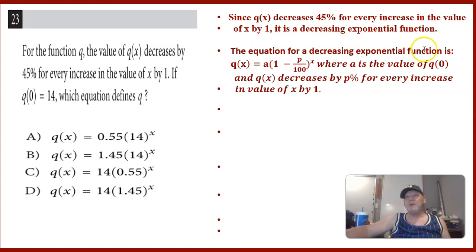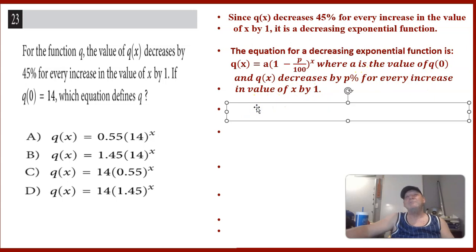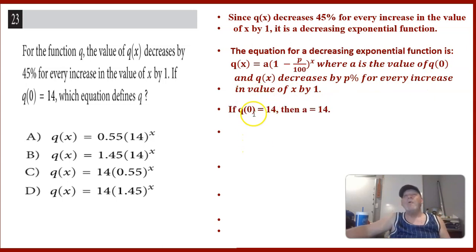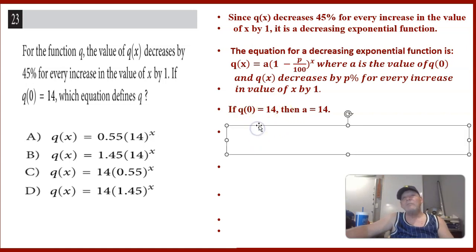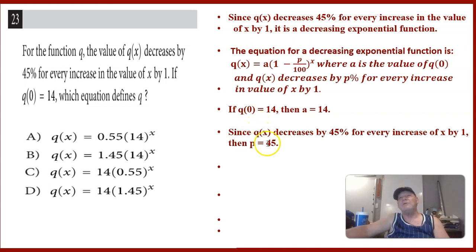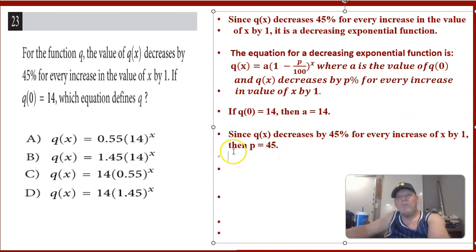A decreasing exponential function has the form q of x equals a times the quantity 1 minus p over 100 to the x power, where a is the initial value, q of 0, and q of x decreases by p% for every increase in the value of x by 1. So at q of 0, it's going to equal 14, so then a equals 14 in this equation. Q of x decreases by 45%, so p is 45.